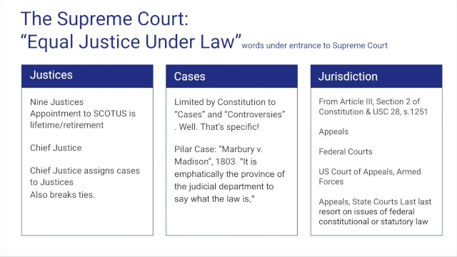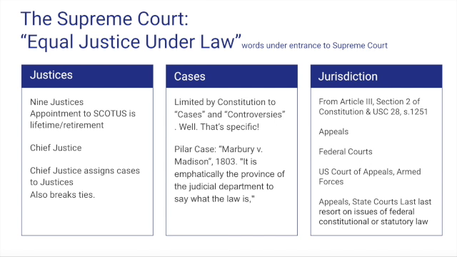So what kind of cases come before the Supreme Court? They are limited by the Constitution to hear cases and controversies. Oh my gosh, that's so specific. Isn't that helpful language? The pillar case was really Marbury v. Madison. It was an 1803 case. And it stated it is emphatically the province of the judicial department to say what the law is.